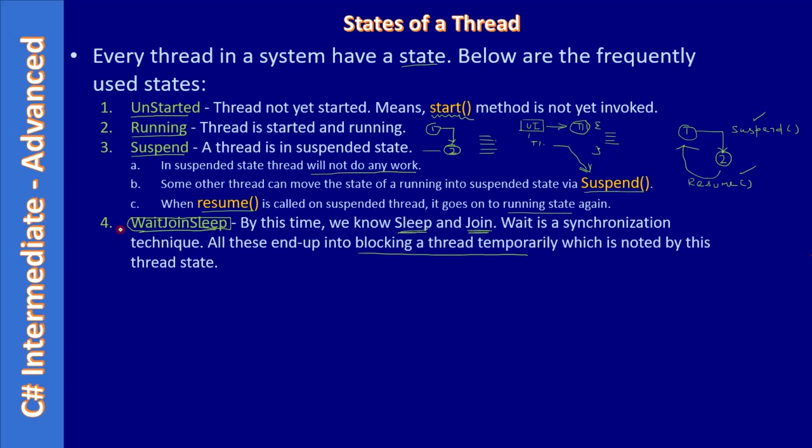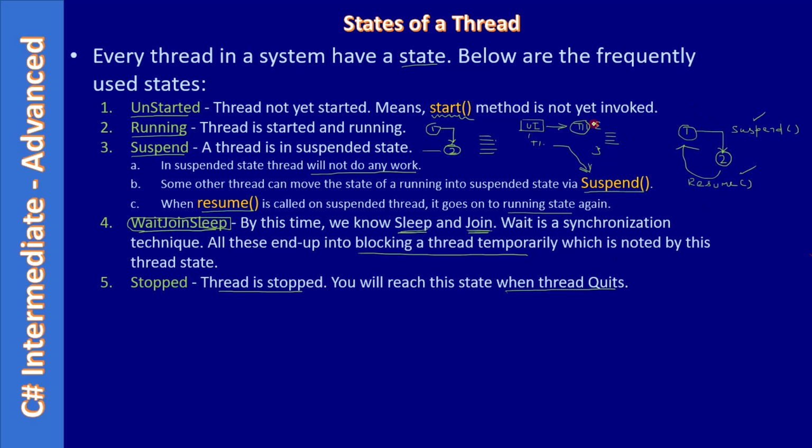So: unstarted state, running state, suspended state, and wait, join, sleep state. Here the thread is blocked, and that's the state here. Then the stopped state. In this case the thread is stopped. You will not reach this state normally; you will reach this state when the thread quits.